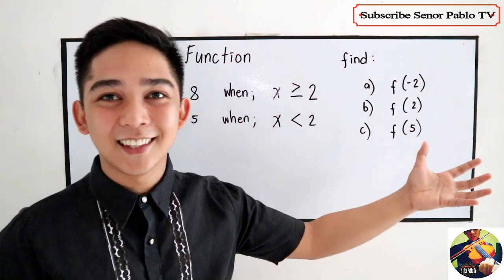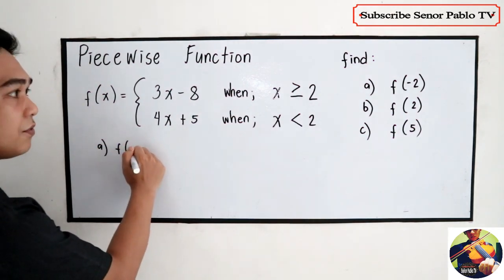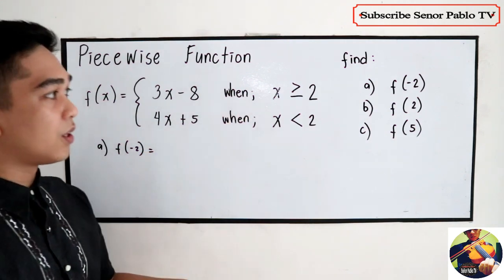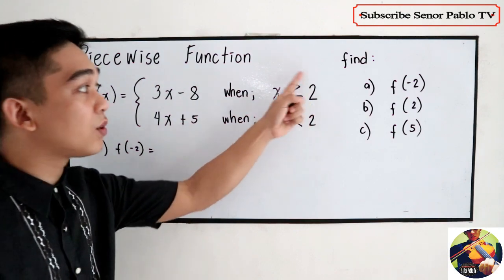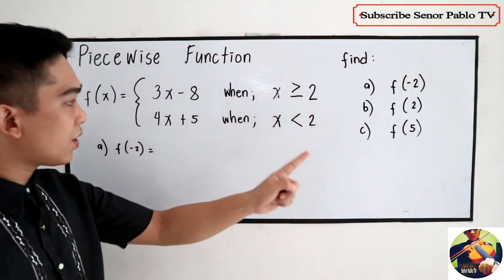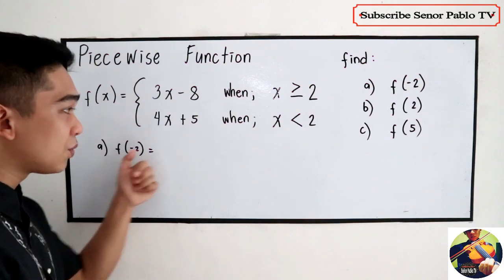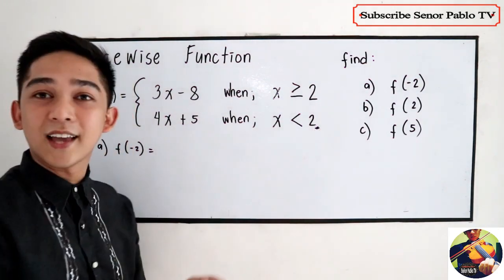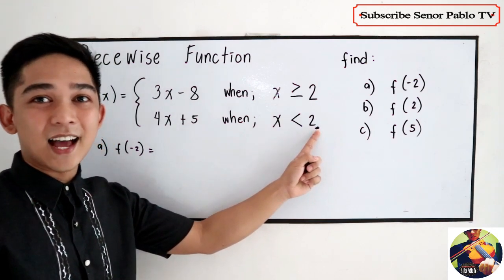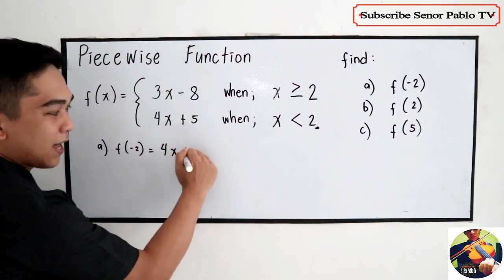So, i-evaluate natin. Let's say number 1, or letter A. F of negative 2. So, i-check natin yung condition. Negative 2. Saan siya papasok dito sa restriction natin? X is greater than or equal to 2 or x is less than 2. Alam natin na si negative 2 ay less than 2. Ayan. So, dito siya papasok sa condition na ito. So, ang gagamitin natin na expression sa function natin ay si 4x plus 5.